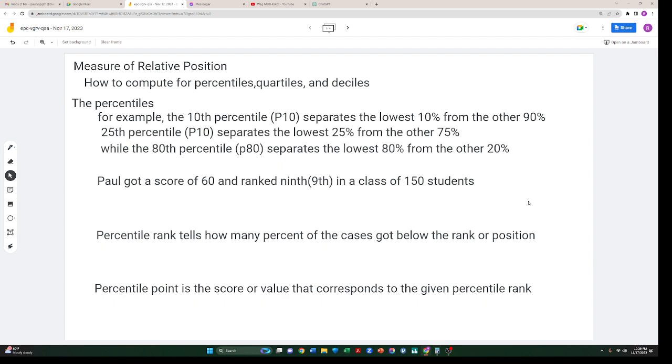Percentile is more specific about where your score belongs: 91, 92, 93, 81, 82. It can jump across 1, 2, 3, 4, 5, 6, 7, 8, 9. But quartile is only quartile 1, quartile 2, quartile 3, quartile 4. So, 25%, 50%, 75%, and so on. And when you say decile, it is in tens: 10%, 20%, 30%, and so on and so forth.